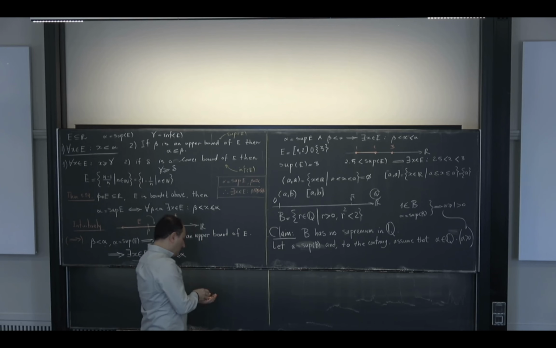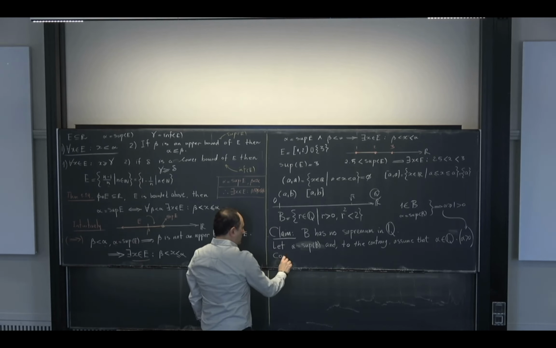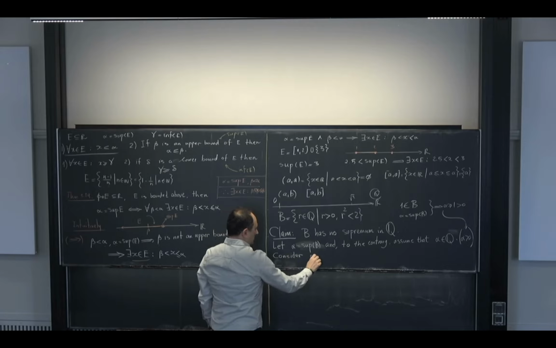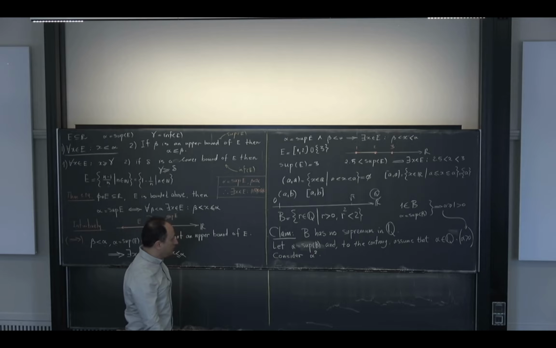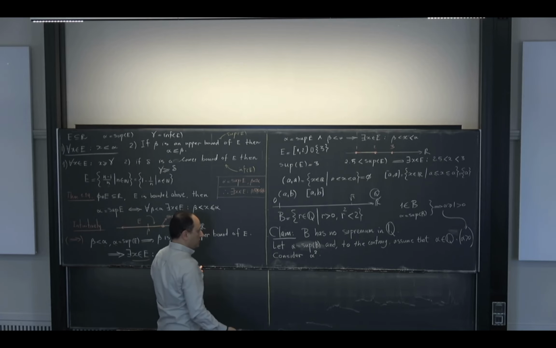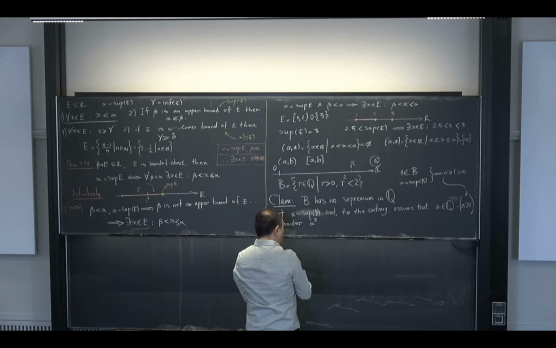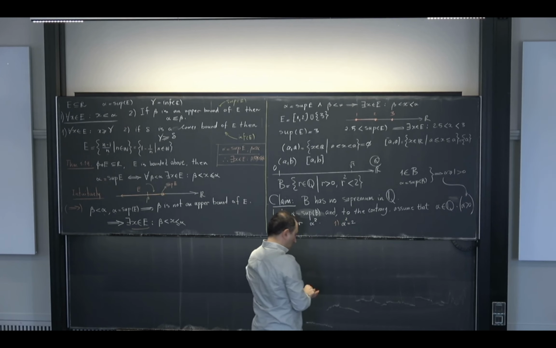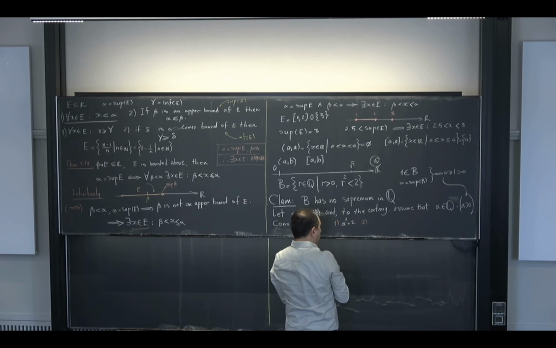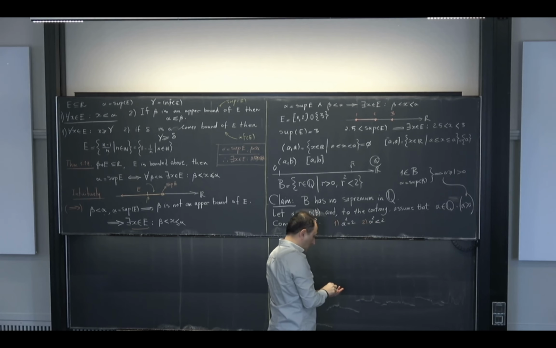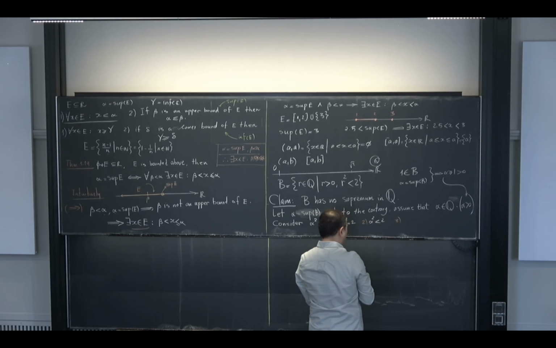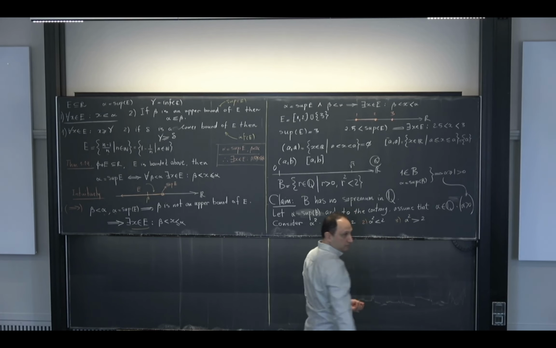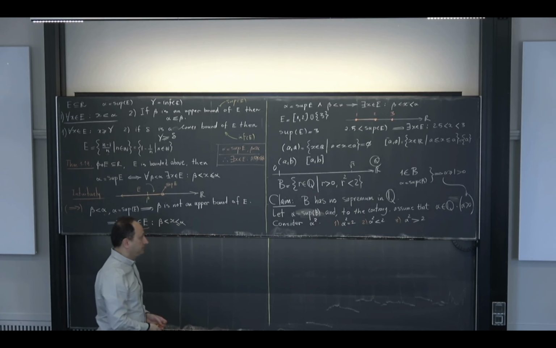Okay, now consider alpha squared. Alpha squared can have three possibilities. One is that alpha squared is 2, two, alpha squared is less than 2, and three, alpha squared is greater than 2. Okay, but I want to show that none of them can happen.